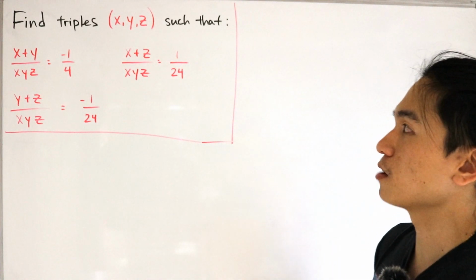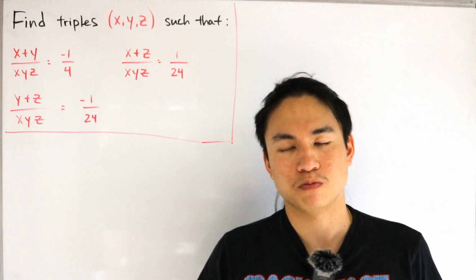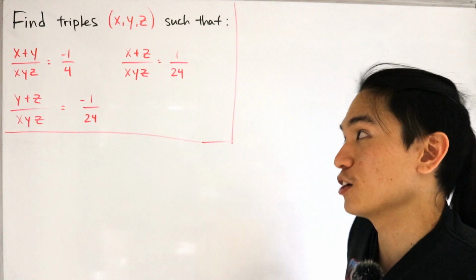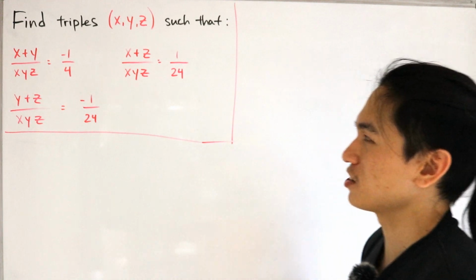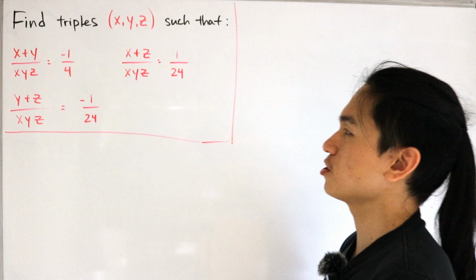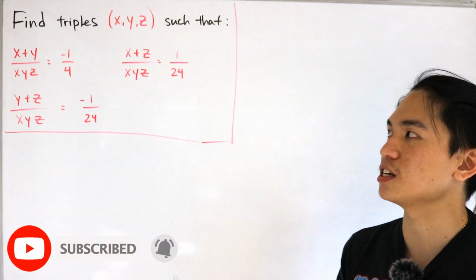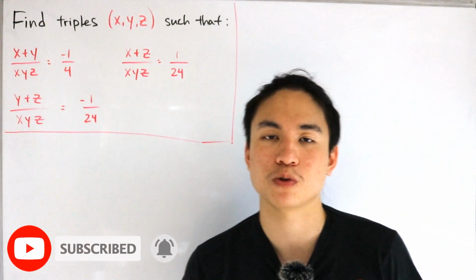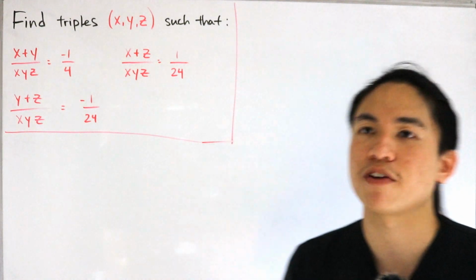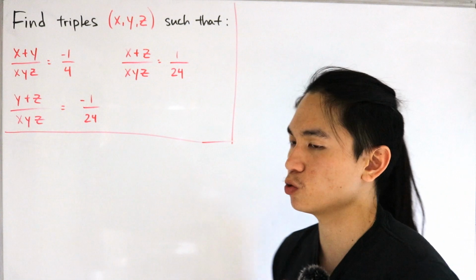So here we have an algebra problem that can be solved not quickly, but quick to some extent. We want to find triples x, y, and z such that (x plus y) divided by xyz is equal to negative 1 over 4, (x plus z) divided by xyz is equal to 1 over 24, and (y plus z) divided by xyz is equal to negative 1 over 24.